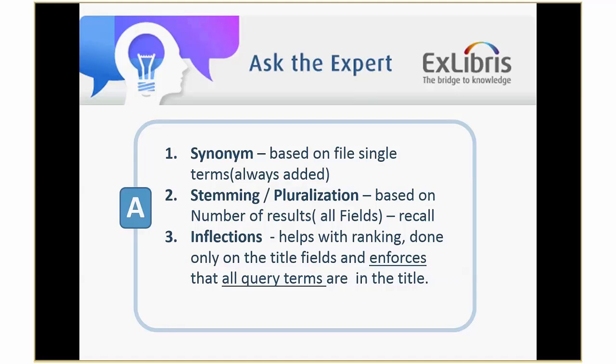Stemming and pluralization, inflections. Okay. Stemming and pluralization is what we call stemming. Just as a brief, what stemming means is that I take the word and bring it to its stem word. Playing becomes play. Cats becomes cat. Cats is pluralization, which will turn into its singular. The other one is stemming. I'll take it to its stem form.